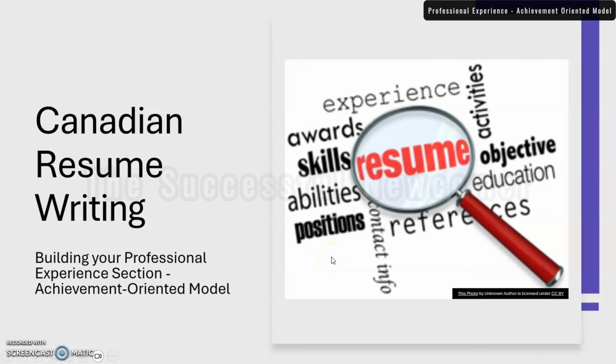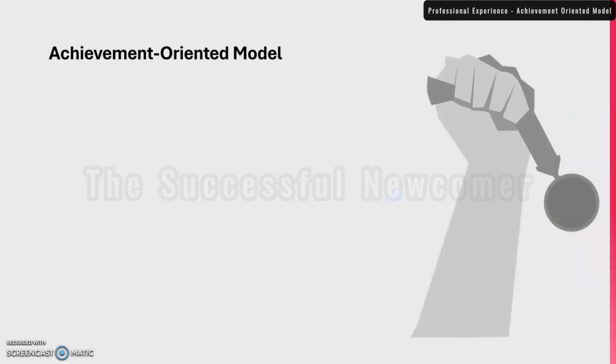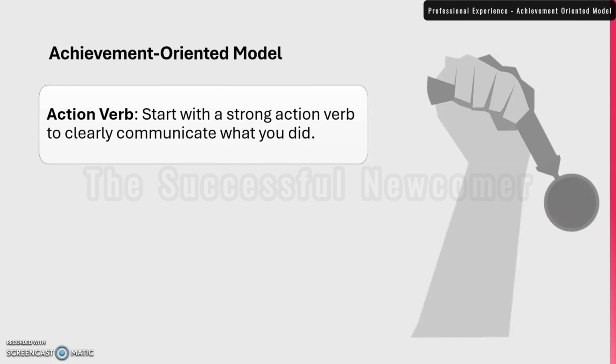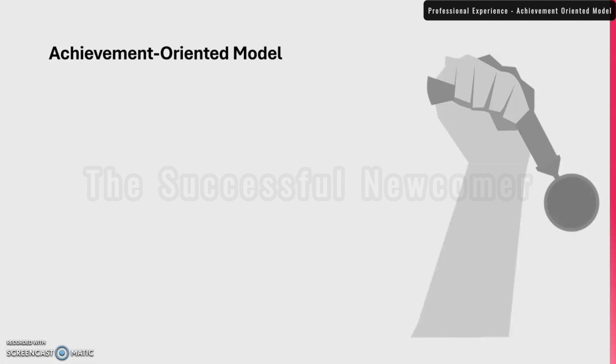Okay, so in this video, we're still talking about the professional experience section, but we will be focusing on the achievement-oriented model. Let's dive in. Okay, so the achievement-oriented model, just very quickly, let me tell you, it's a bit more concise. And if you're wondering why it's different from the STAR model, it's a bit more concise. It's straight to the point.